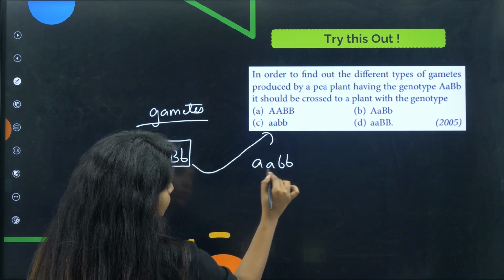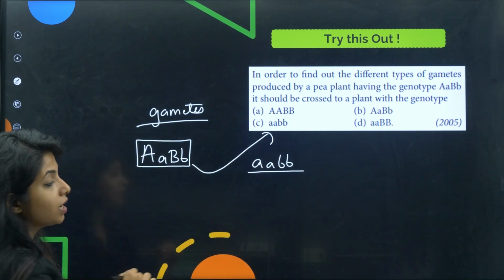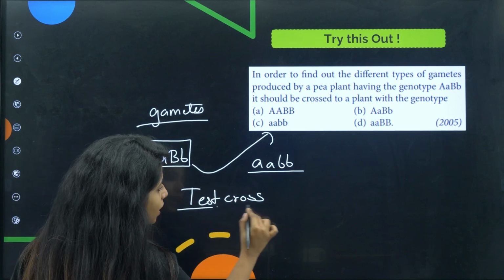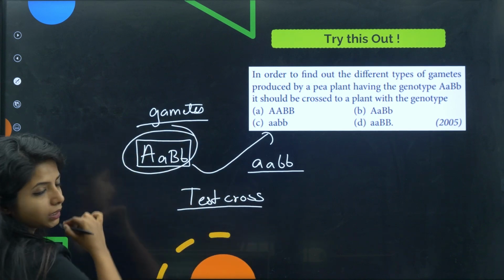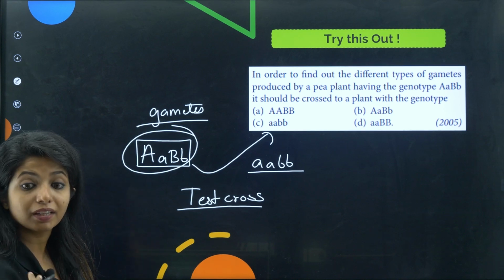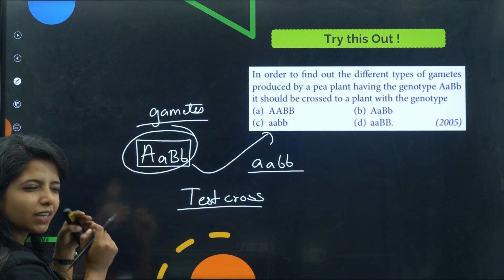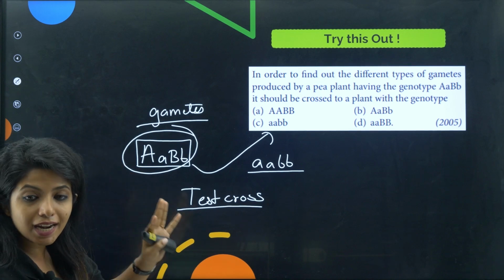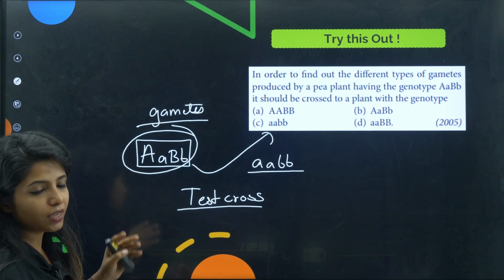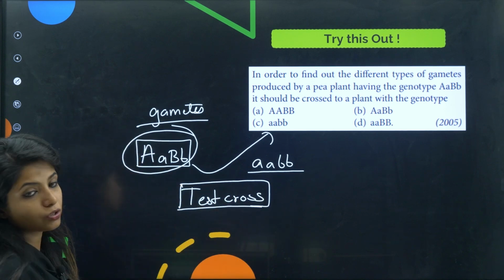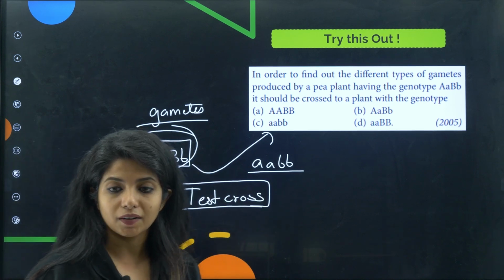That is a, small a, small b. This is known as test cross. Test cross was initially done to find the genotypes. Over here, if you need to find the gametes, basically the gametes will be formed from this particular plant only, so they are basically trying to ask you the genotype itself in a way. So for that you need to perform a test cross. When you perform a test cross, you will be able to find the gametes that will be produced.